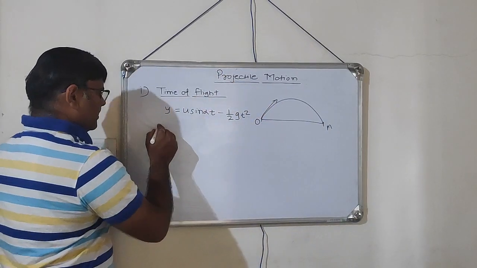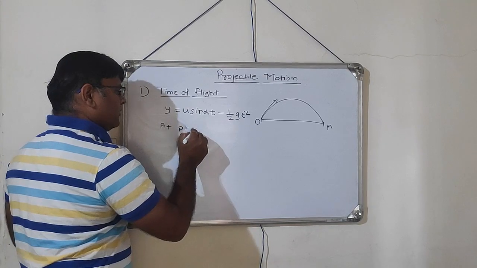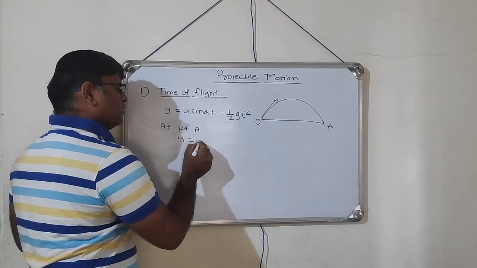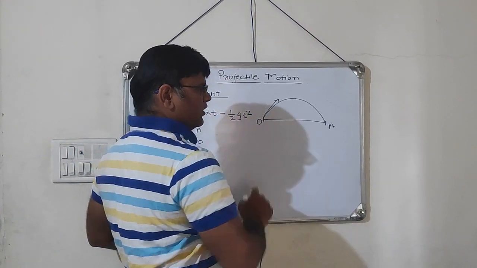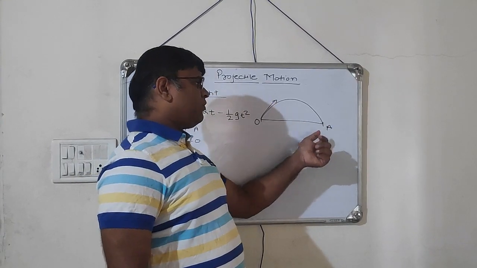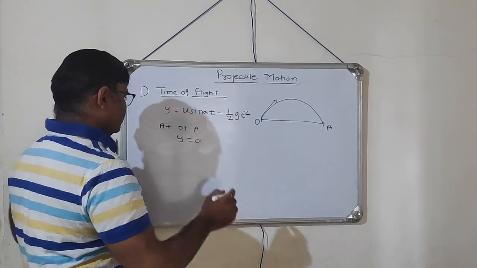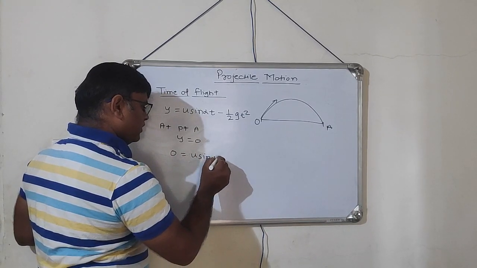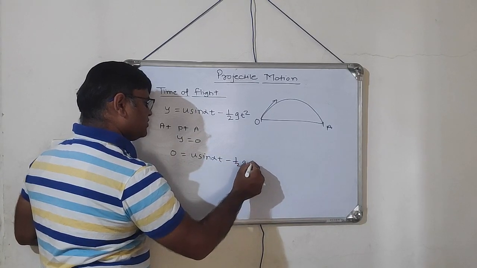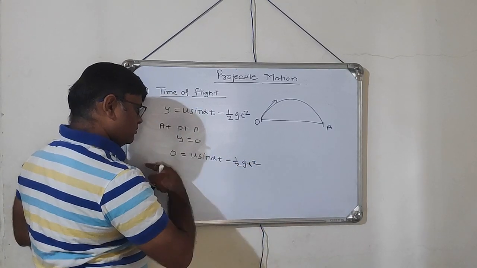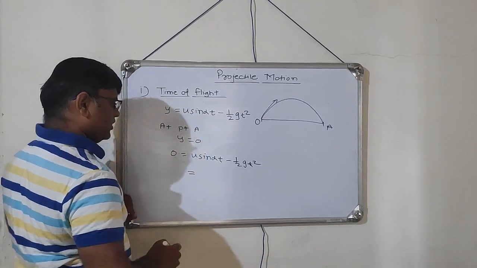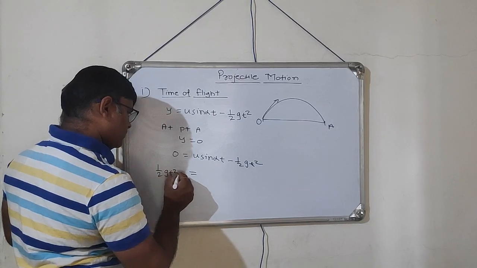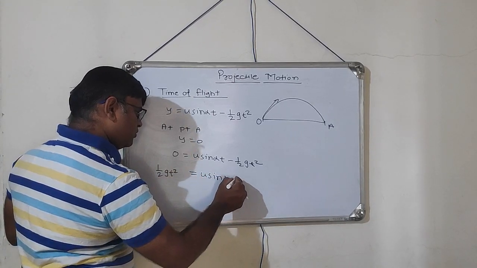At point A, your y is 0. Means at this particular position, there is no vertical distance or vertical displacement. So if I put this value, y is equal to u sine alpha into t minus half of g t square. So we will take it on the other side, so it will become half of g t square equals u sine alpha into t.